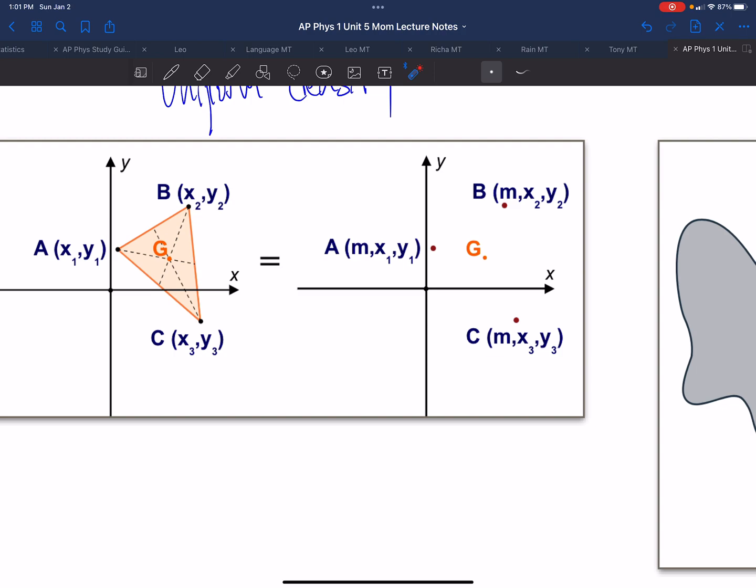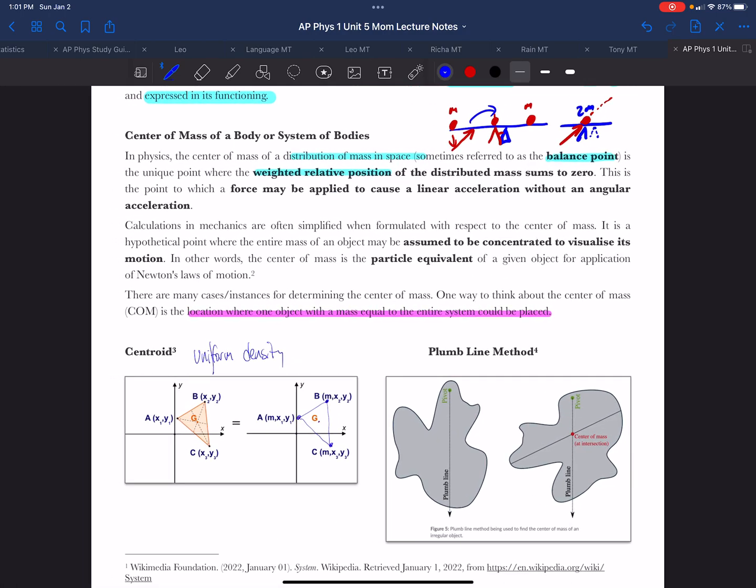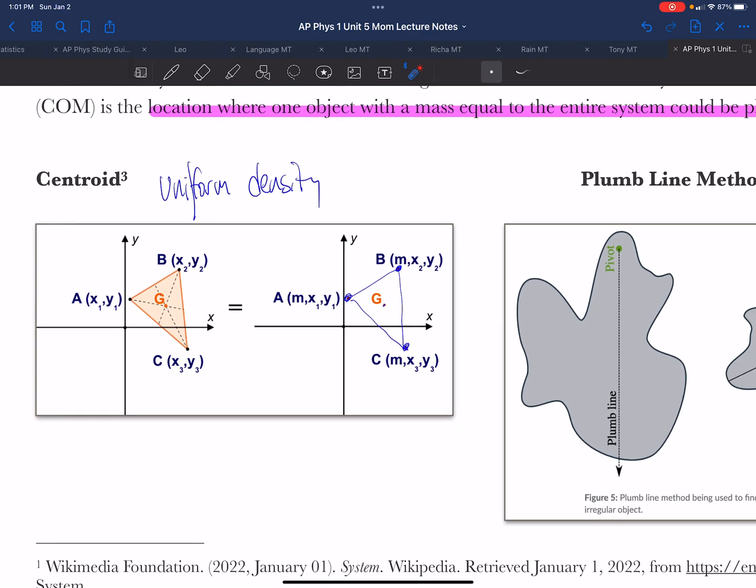Now, the same would be true if we had a triangular-shaped board. If we put three equal masses on these corners and set them on top of that board, that would be the balancing point. It would be a two-dimensional seesaw like the one-dimensional one we had up here. It would be the balancing point of the masses. But this requires a uniform density, and that's what we call the centroid when we do that.